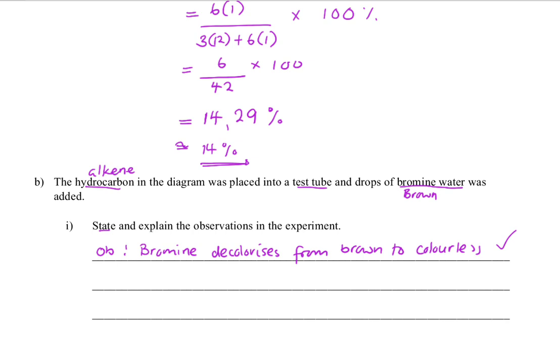And then we go to the explanation. So our explanation is why did it turn colorless? Why was it decolorized? Our explanation is because alkenes decolorize bromine water, or just bromine. So that would be our explanation for the question.